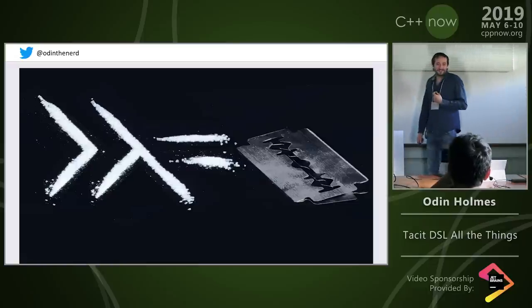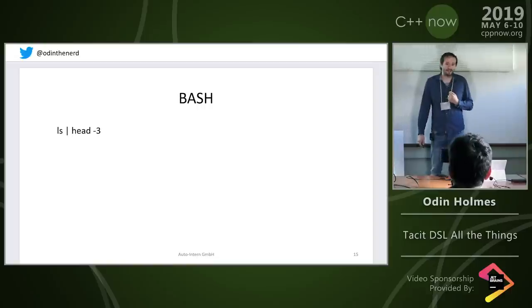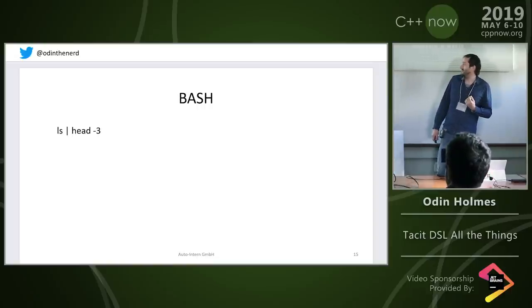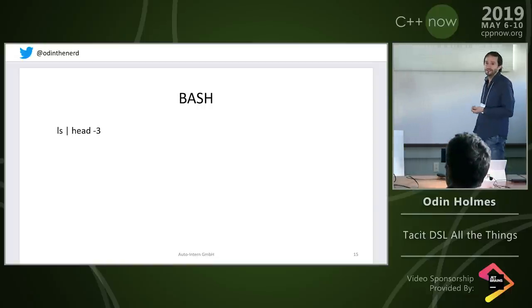yeah. But looking back at this, the ranges DSL is not necessarily new, right? It's essentially, you know, pipes and shell, right? And this is also older than me, and it's, you know, compositional.